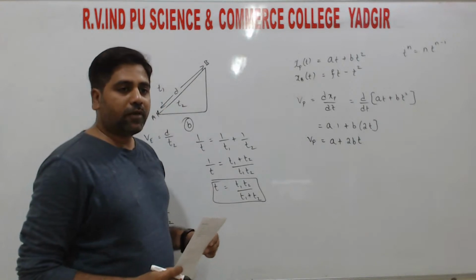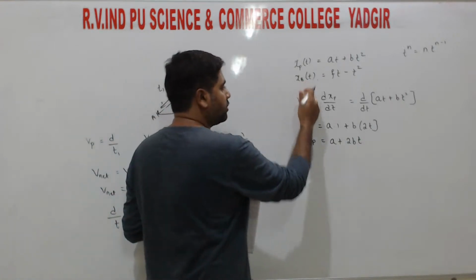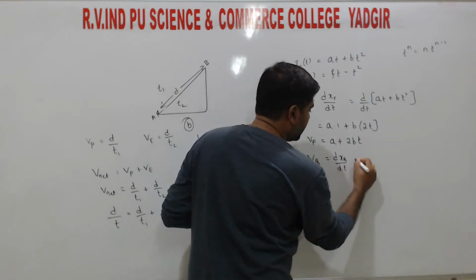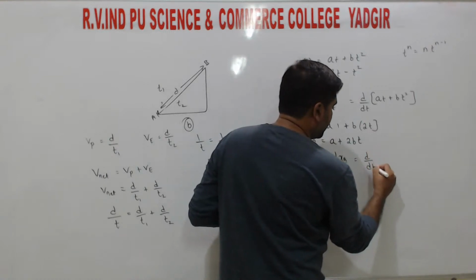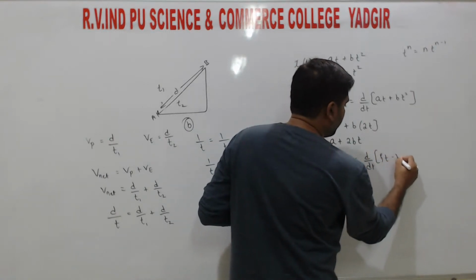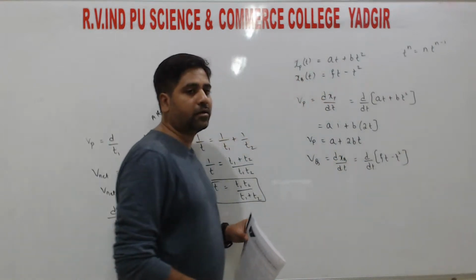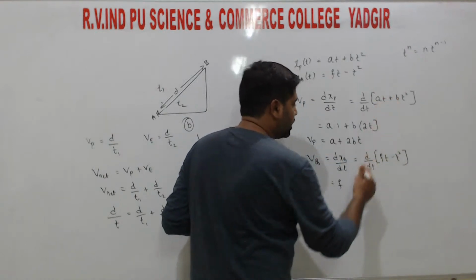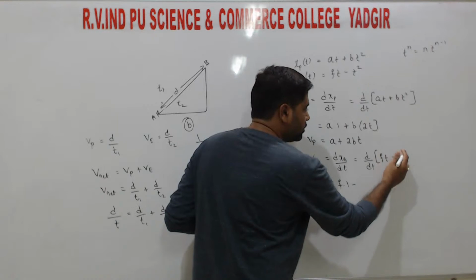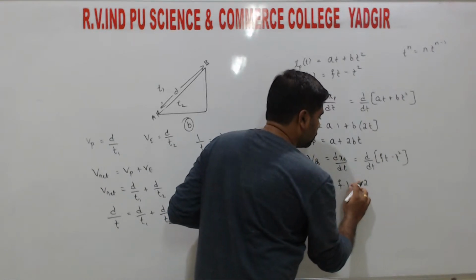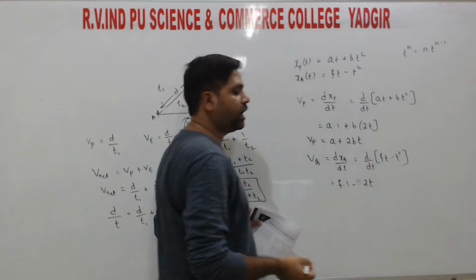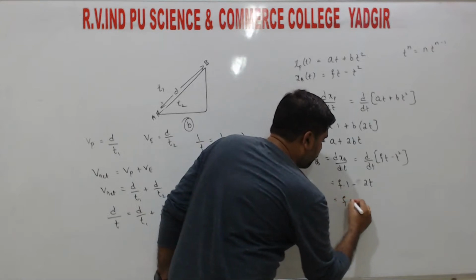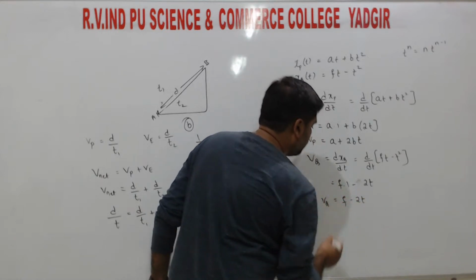That gives the velocity of the car p. Next, in the same way, velocity of the car q is equal to dx by dt, that is equal to d by dt of (ft minus t square). Here f is a constant, so keeping f as it is and differentiating t, we get 1, minus t square differentiates to 2 into t power 2 minus 1, we get 2t. So we get f minus 2t. This gives vq.